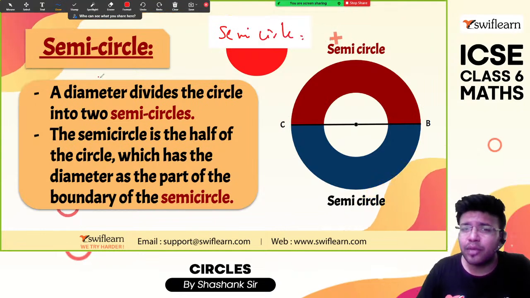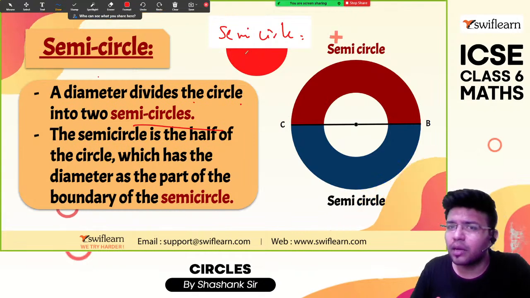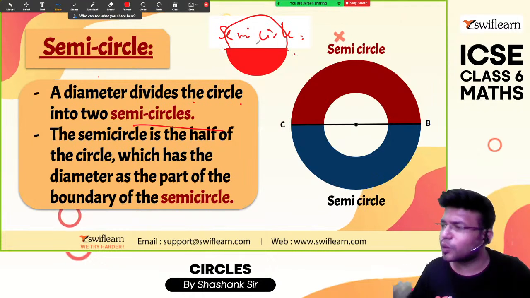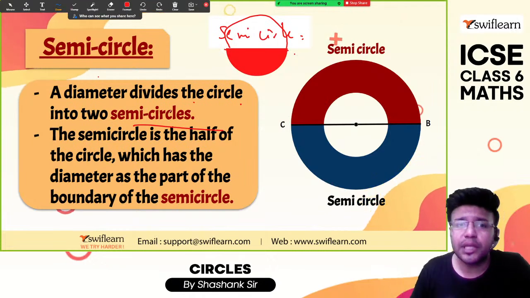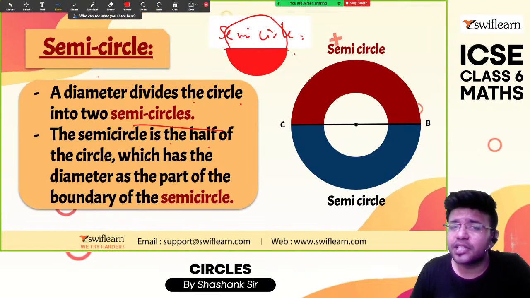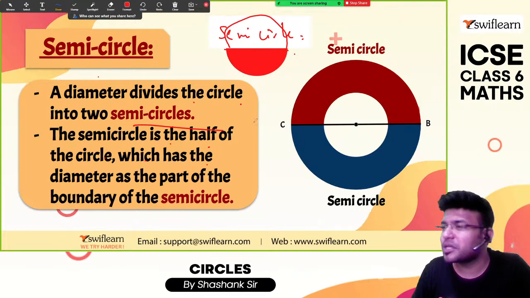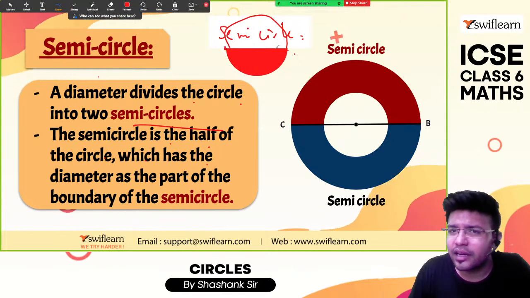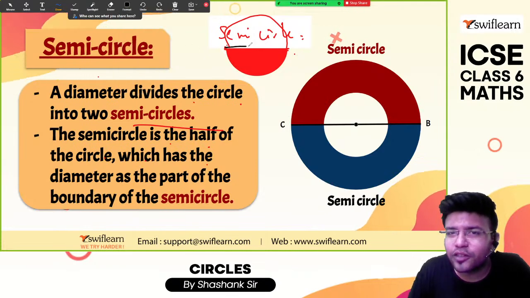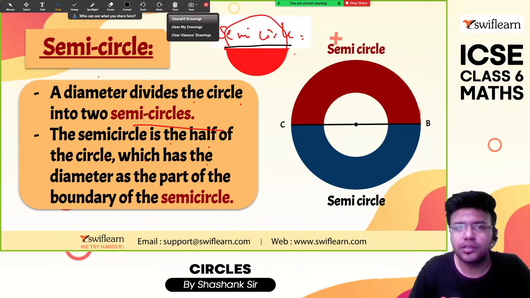semicircle. A diameter divides the circle into two semicircles. Okay, अगर मैंने ये diameter draw कर दिया, you get two shapes. उसको separate कर दो. Each part is a semicircle. Okay, the semicircle is half of the circle which has the diameter as a part of its boundary. देखो ये diameter है. This part is the boundary of a semicircle. Okay, yes, this is a semicircle.